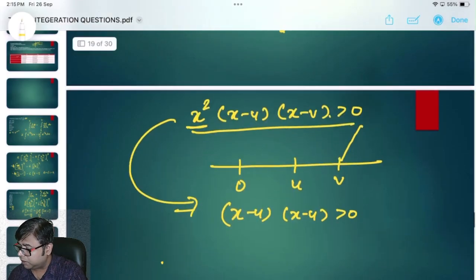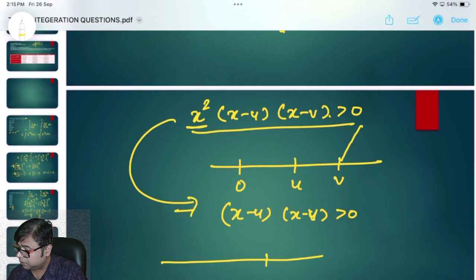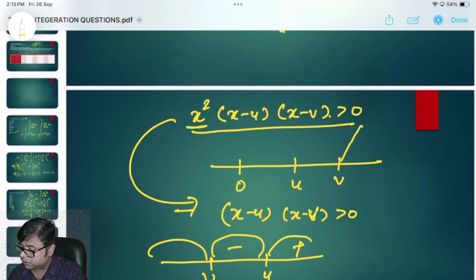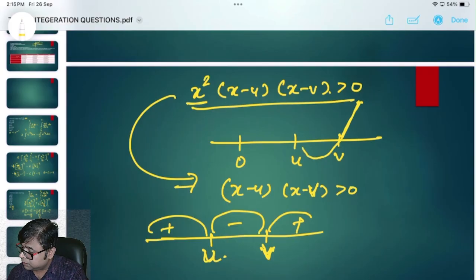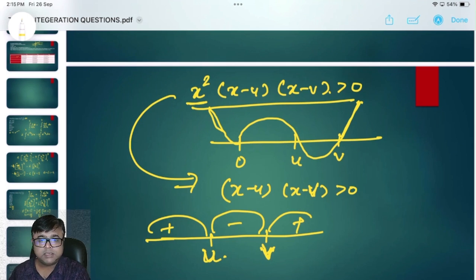And how do we do this? Put it on a number line. This is u, this is v: positive, negative, positive. v is greater, v is here and u is here, and somewhere 0 is there. Just between u and v, the expression is negative, else it is positive. So the graph looks like this, then it goes up, and then rather than going down, it will go up only, because to the left of u the expression is always positive. So this is how it looks like.